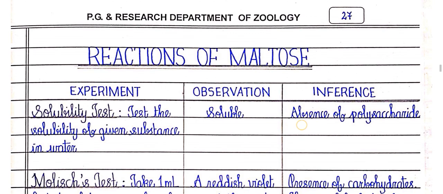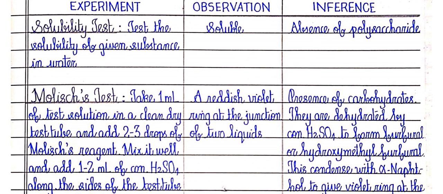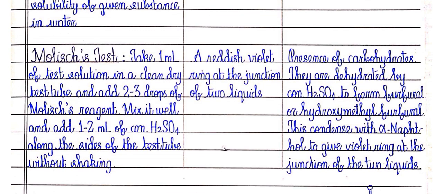Solubility test. Test the solubility of the given substance in water. Soluble, absence of polysaccharide. Then Molisch test. Take 1 ml of test solution in a dry clean test tube and add 2 to 3 drops of Molisch reagent. Mix it well and add 1 to 2 ml of concentrated H2SO4 along the sides of the test tube without shaking. A reddish violet ring at the junction of two liquids indicates presence of carbohydrate. They are dehydrated by concentrated H2SO4 to form furfural or hydroxymethyl furfural. This condenses with alpha naphthol to give a violet ring at the junction of the two liquids.